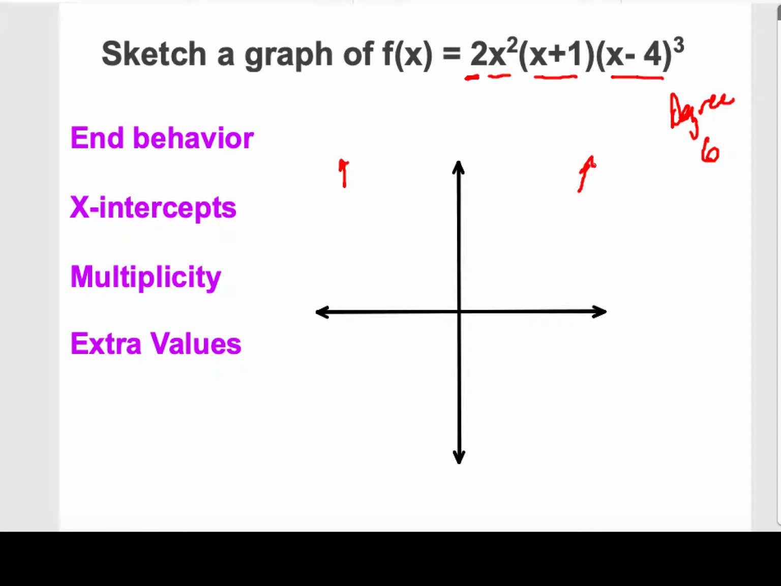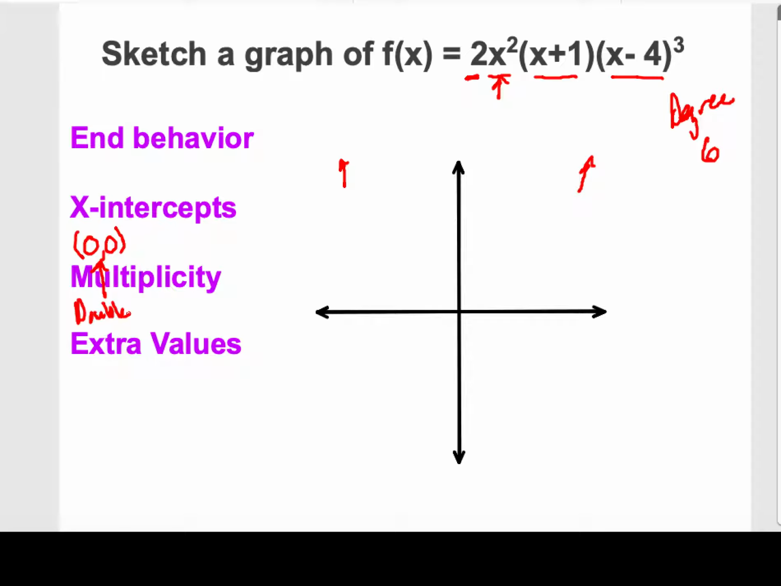So therefore, I would expect both ends to be going up. Now, I need something to connect those two. So now let's go ahead and jump to the x-intercepts. We know we're going to have x-intercepts of, well, hey, at x squared here. So that's going to be 0, 0. And notice that it's a squared. If I plugged in 0 for x, though, it's going to turn the whole thing to 0. But squared means that's a double. So again, I'm going to make a little bit of a note as far as multiplicity goes. That one's going to be a double 0.